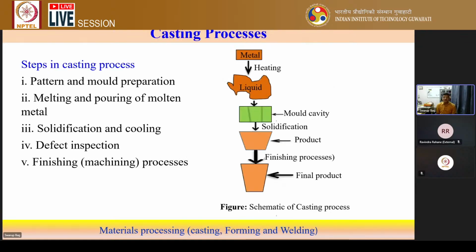Now start with the very basic process. I assume that probably very little part has been finished so far. So we started with the casting process. We know the casting process is simply the very basic steps of the casting process.